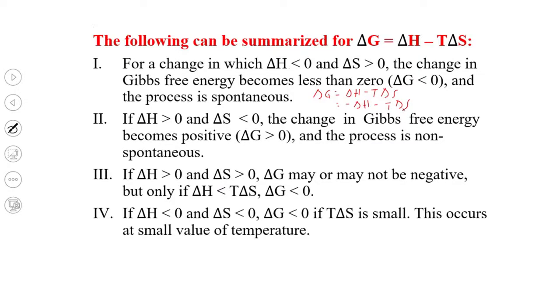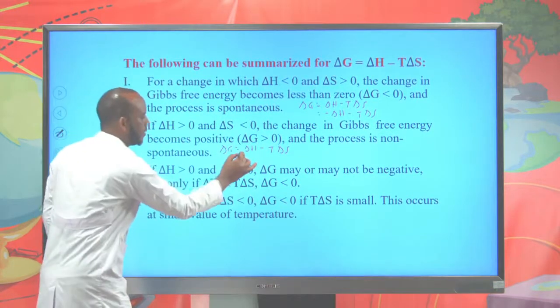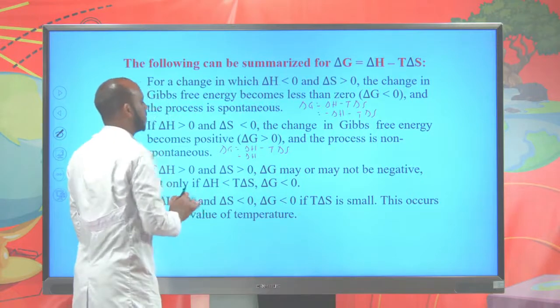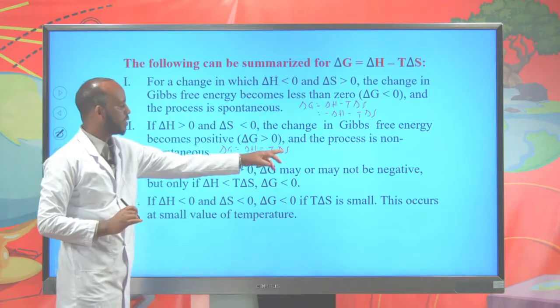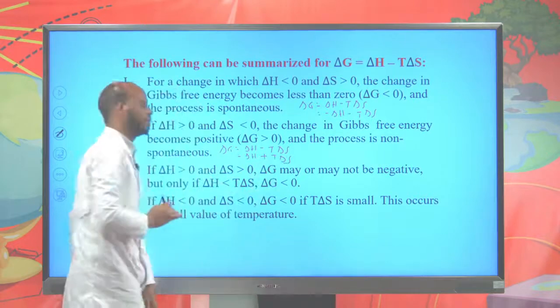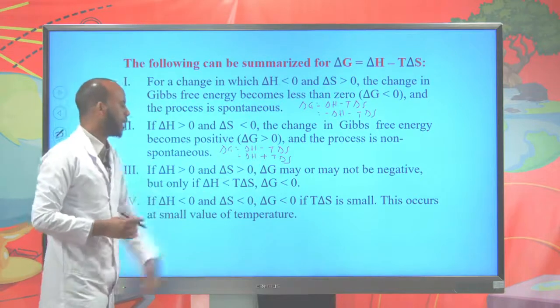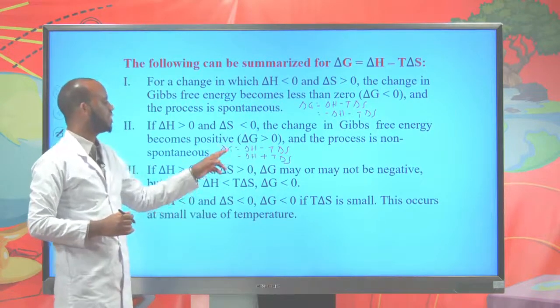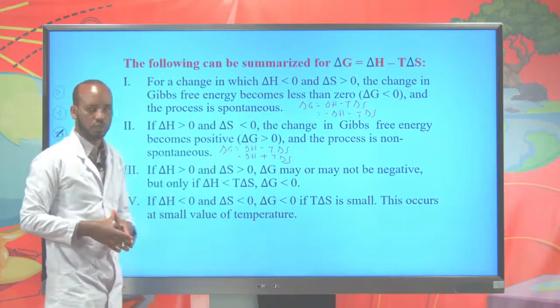2. If delta H is greater than 0, delta G equals delta H minus T times delta S. If delta H is greater than 0, it is positive, and delta S is less than 0, a negative change in entropy. Negative times negative is positive, so plus T times delta S. Now this is always positive for all temperatures. Therefore, the Gibbs free energy change delta G is greater than 0 and the process is non-spontaneous.